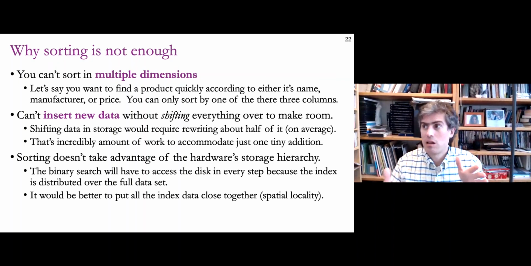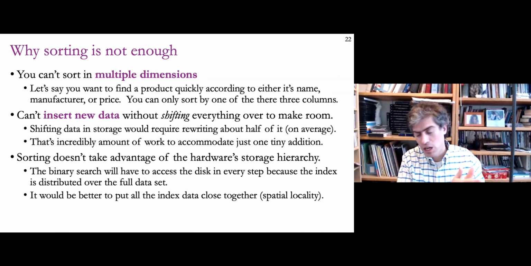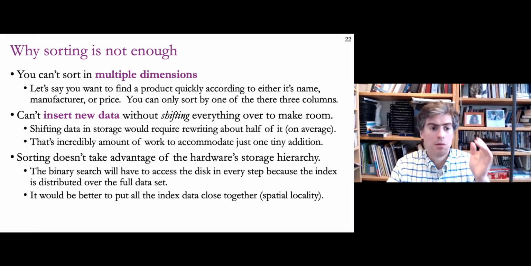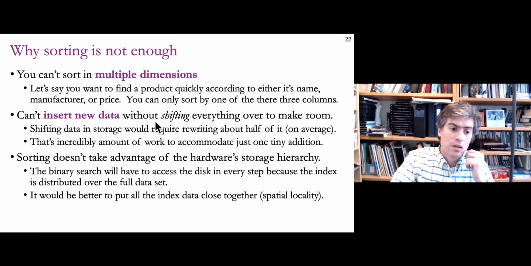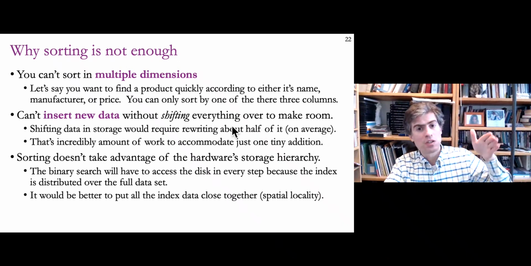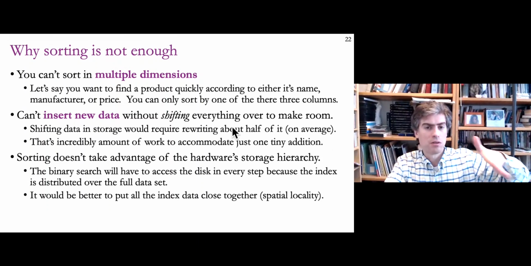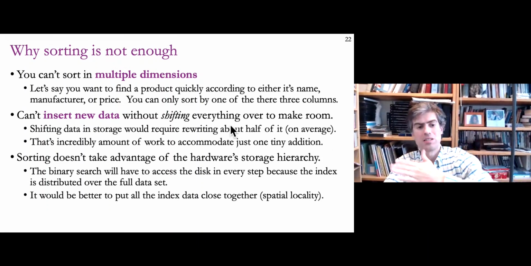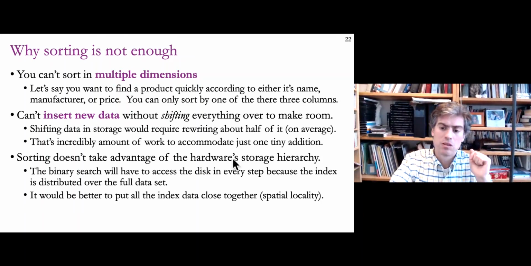But if you're sorting by price and you want to find all the products made by a certain company, let's say Apple, sorting by price doesn't help you to do that. You have to scan through every product and look for the word Apple in the manufacturer name, right? We also have a problem that if we want to add new data to the data set and the data is sorted, then we need to shift everything to make room, because we're going to have to insert somewhere in the middle of the data set, unless we're always adding higher priced items, let's say, if we're sorting by price. So it's a lot of work to accommodate just one addition, really not efficient, okay?